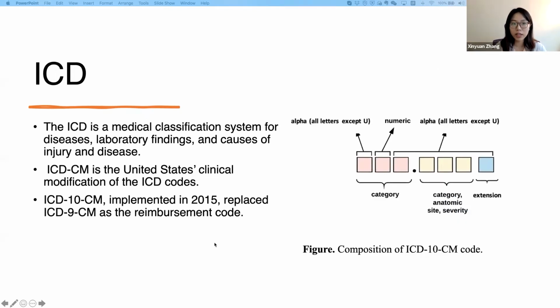And then the ICD code is a medical classification system for diseases, laboratory findings, and causes of injury and disease. ICD-CM is the United States version, the clinical modification of the ICD code. We utilize both ICD-9-CM and ICD-10-CM in our study, because 9-CM is used to code and classify morbidity data from inpatient and outpatient records. And ICD-10-CM was implemented in 2015 to replace ICD-9-CM as the reimbursement code, and it has been expanded to include more health conditions.